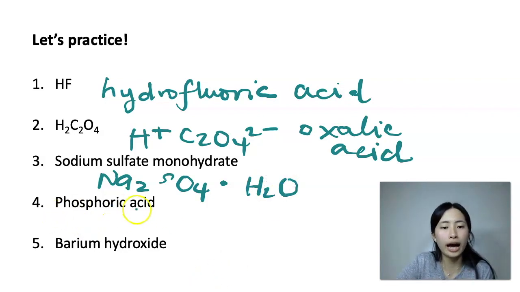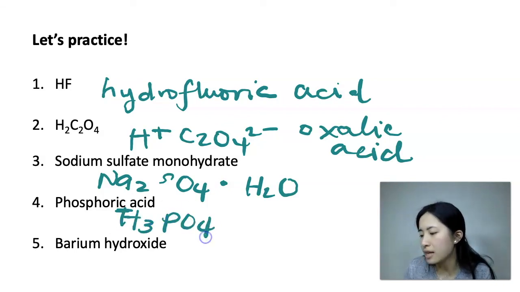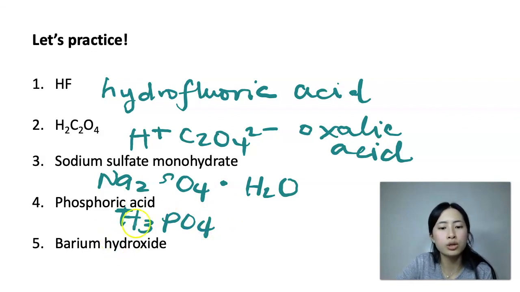Moving on to phosphoric acid, because this acid ends in ic, therefore this must be phosphate. Because if your polyatomic ion, phosphate, ends in ate, then if it becomes an acid, you would have the suffix ic. Therefore, this must be H3PO4. Because as a result of crossing over your oxidation numbers, you know that hydrogen must have a charge of +1, while PO4 must have a charge of 3- because it's phosphate.